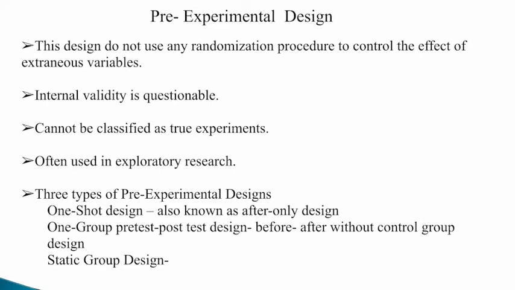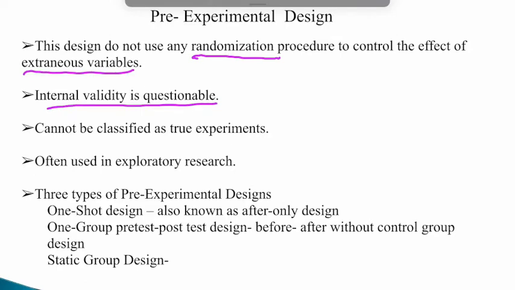As you can see in the slide, the pre-experimental design does not use any randomization procedure to control the effect of extraneous variables. In my earlier videos, I have already explained the meaning of extraneous variable, so I will not repeat it, but as a quick recall, extraneous variables are those variables which we do not consider in our study. In this design, the researcher does not use any randomization procedure, so the extraneous variable effect cannot be minimized. That's why the internal validity is questionable in this kind of experimental design.